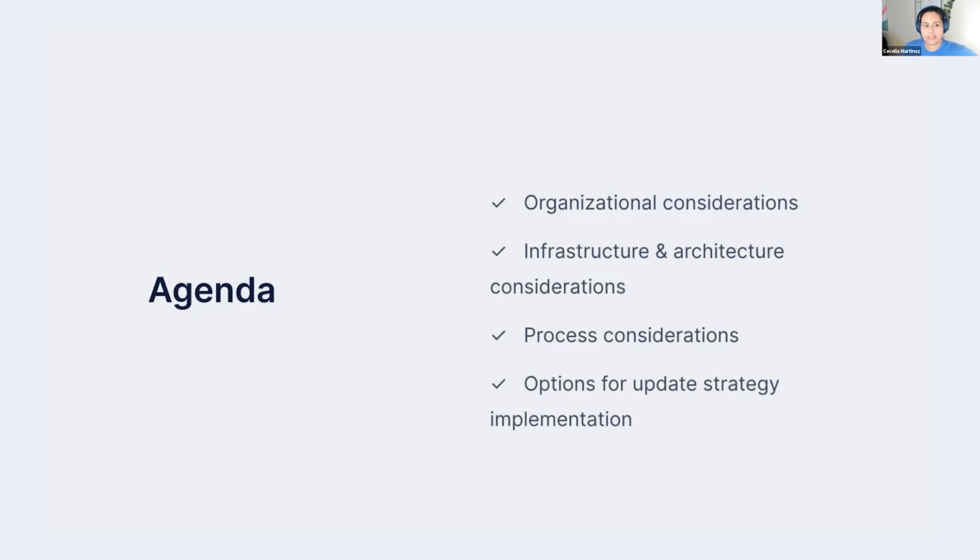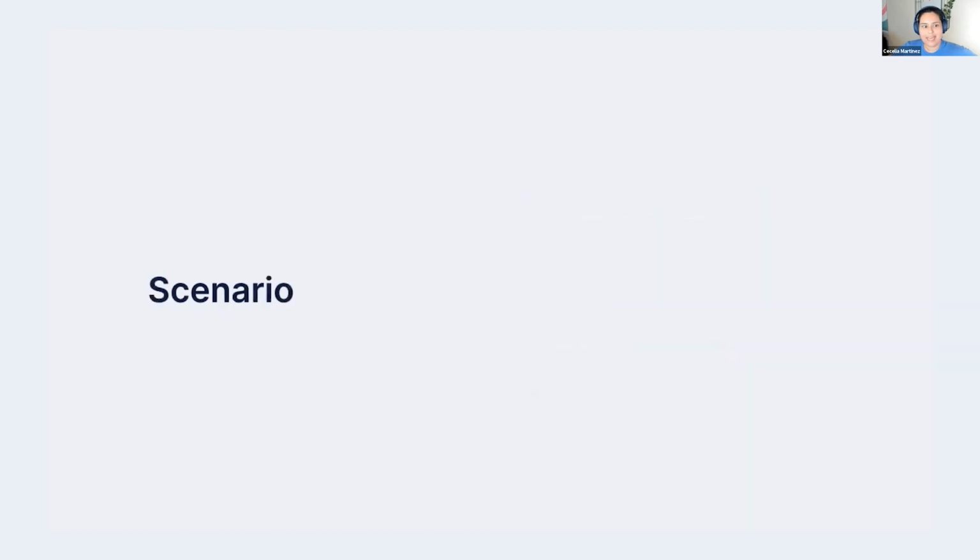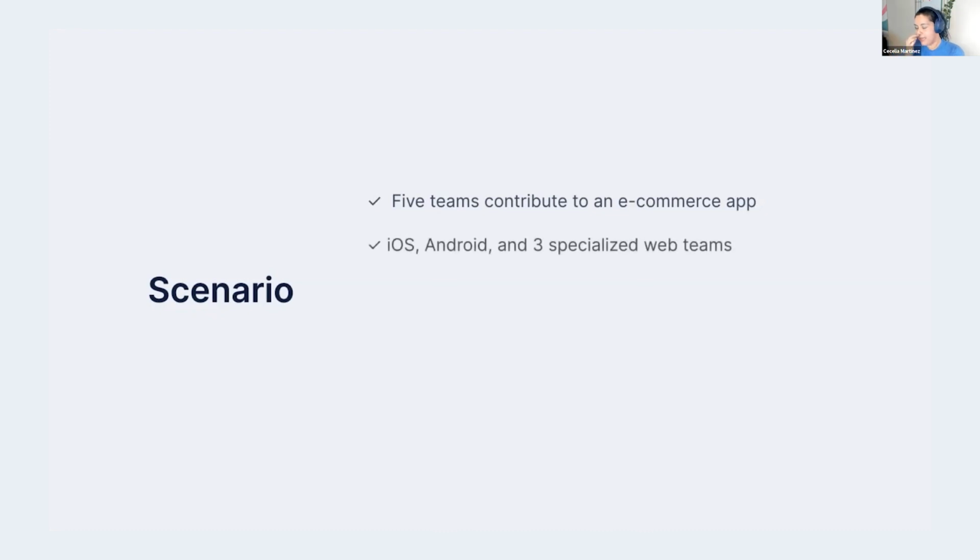As we go through all of these considerations, we'll be working with an example scenario of a company that may be like yours, going through the process of implementing a mobile micro frontend strategy. And so in this fictional scenario, we have an organization that has an e-commerce app. As they're moving into implementing a mobile micro frontend strategy, they have 5 teams that contribute to this app. There's an iOS team, an Android team, and then 3 specialized web teams that work on different core functionalities, essentially what makes up these micro frontends. They build for the web.